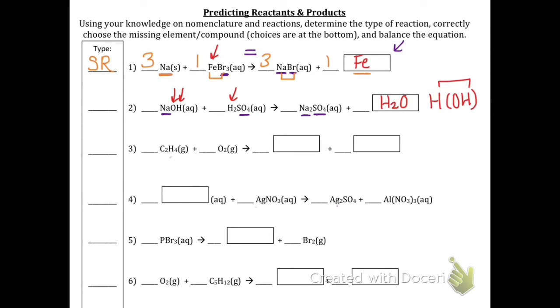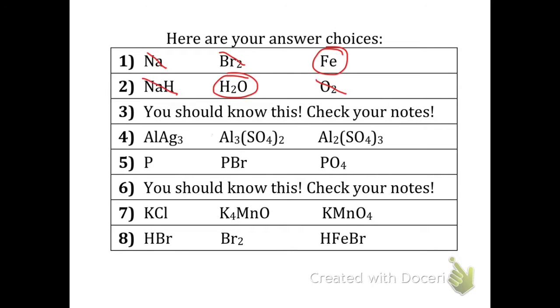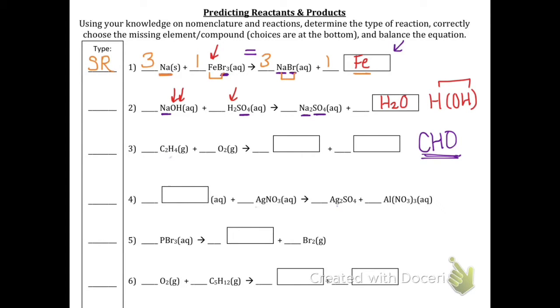Now, the next one is C2H4 with an oxygen. So you have C's, H's, and O's. That's a CHO equation. So we have two empty spots, and if you look at your answer choices, you should know this, check your notes. So I'm going to give you a second to look back in your notes and find where we talked about CHO equations. CHO equations always have the same two products, always.